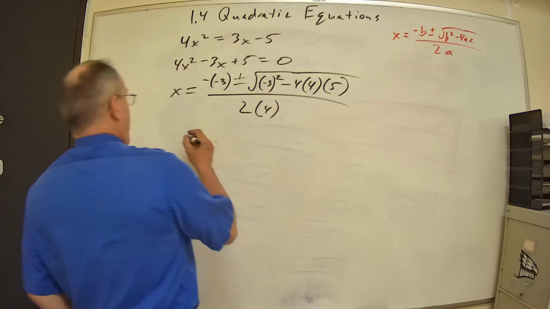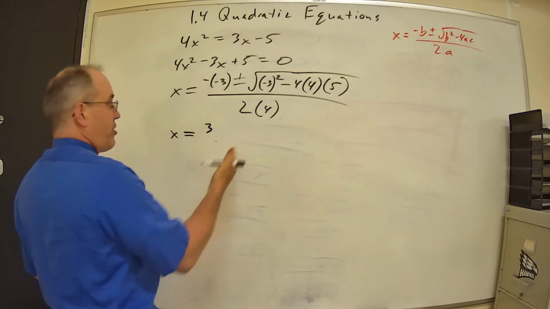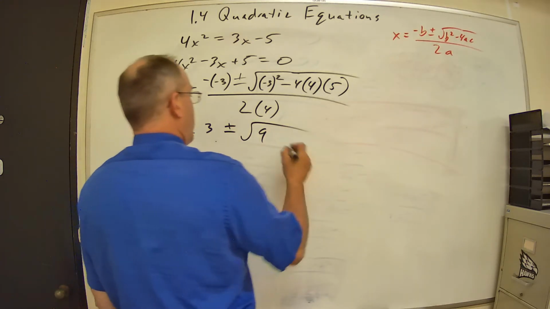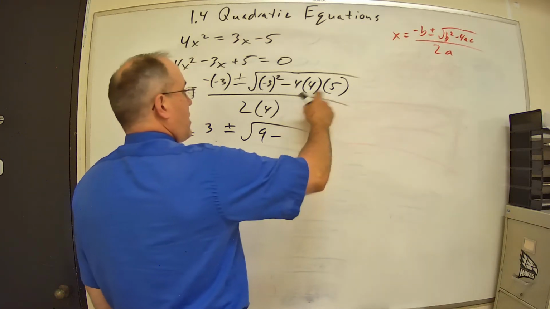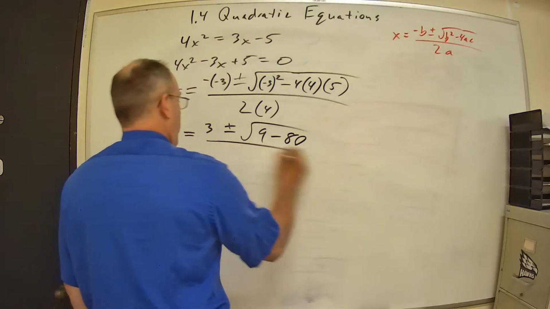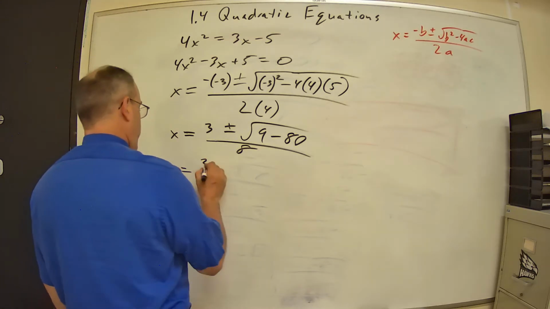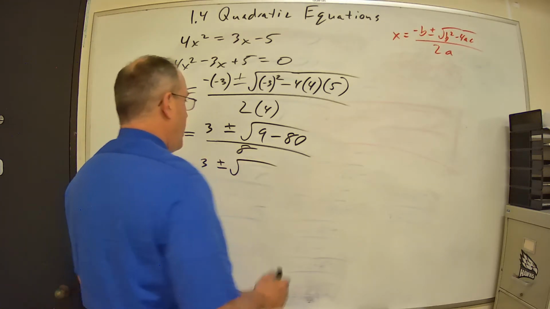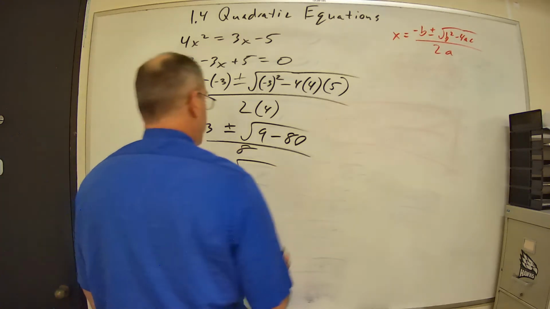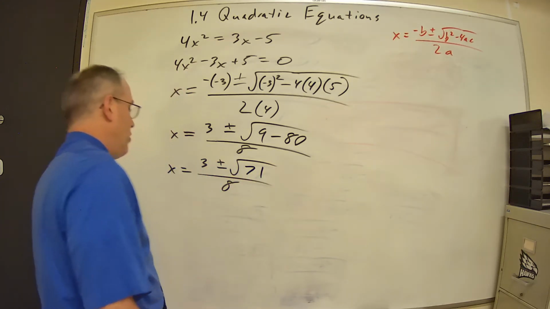So now that we've got that, x is equal to negative 3 is positive 3. Now I start going through and doing this. Plus or minus the square root of 9 minus 16 times 5 is 80. 80 over 8. X is equal to 3 plus or minus the square root of 9 minus 80 is 71. Over 8.